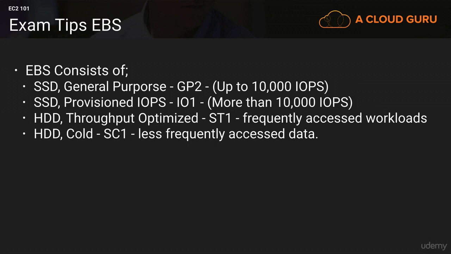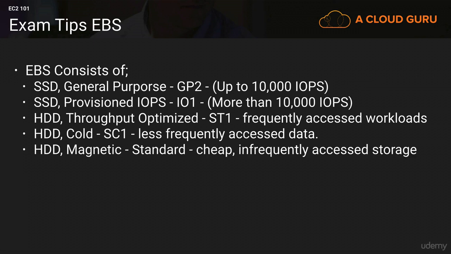Neither of these two magnetic volumes can be bootable. So HDD cold is typically used for file servers, for example. And then we have HDD magnetic, and this is bootable, and it's basically the cheapest bootable magnetic storage that you're going to get. So remember the 5 different types. Typically, mostly you're just going to be using SSD. You might be using magnetic storage, depending on if you're running data warehouses or file servers, etc.